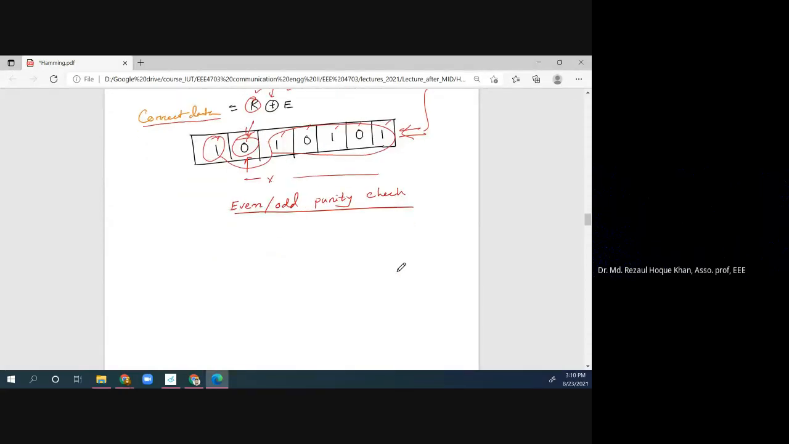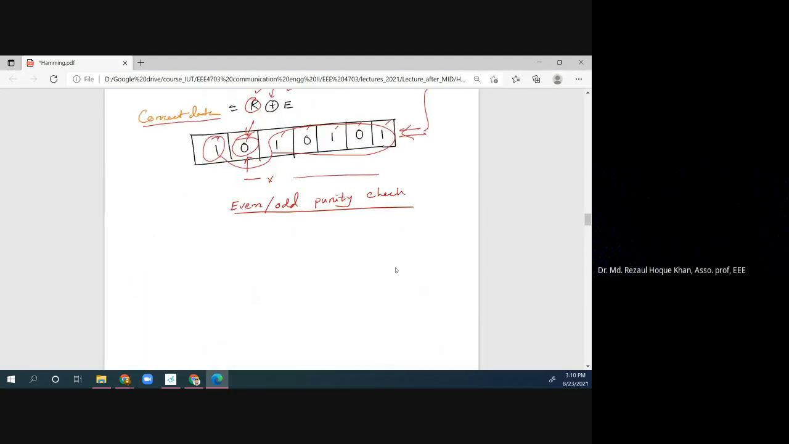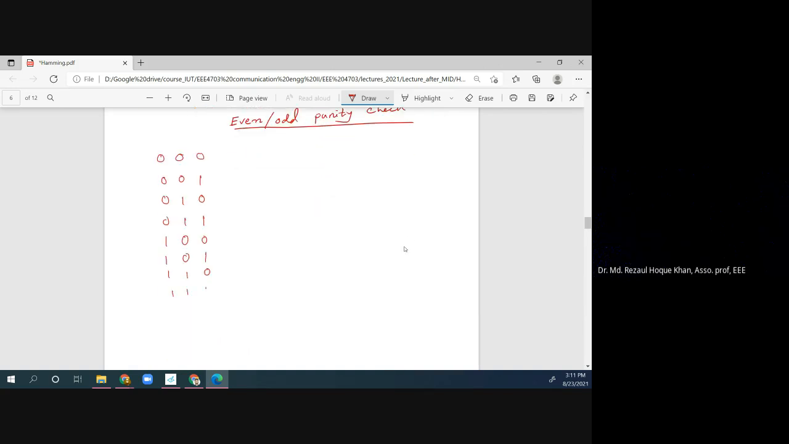Okay. So, there is a small portion: even and odd parity check. This is very easily understood in your electronics. For example, let's say 000 001 010 011 100 101 110 111. Now, for example, this is our stream of data.